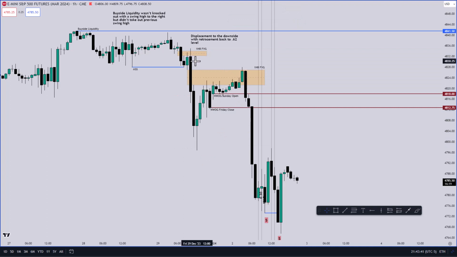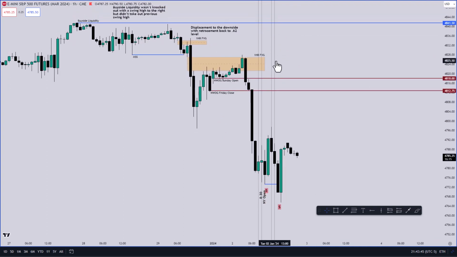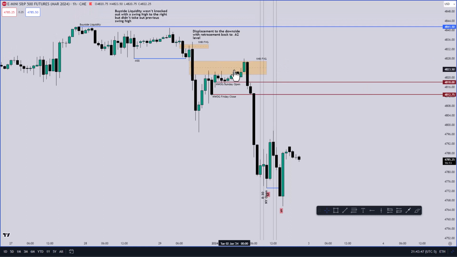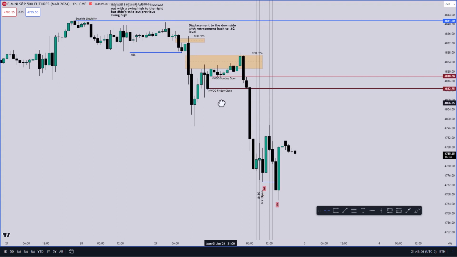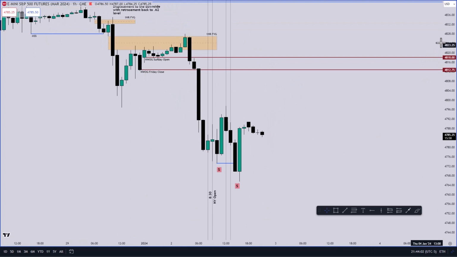So we didn't go past the fair value gap. The bodies of the candles stayed within the fair value gap. So I immediately had a bearish bias starting Tuesday. Of course, this happened overnight. I did include the new week opening gap just to see how it comes into play. Not really too much focus there.